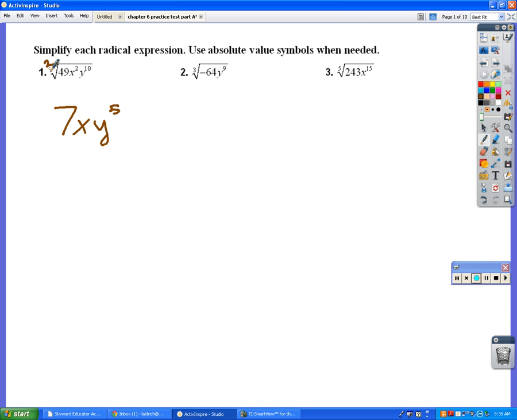Okay? All right, number 2. Cube root of negative 64. What number times itself 3 times gives you negative 64? Negative 4. And then same thing with the other one. The way that you do the exponent is you take this one divided by that, and 9 divided by 3 is 3. So that's going to be y cubed. Okay? Any questions on those first two?